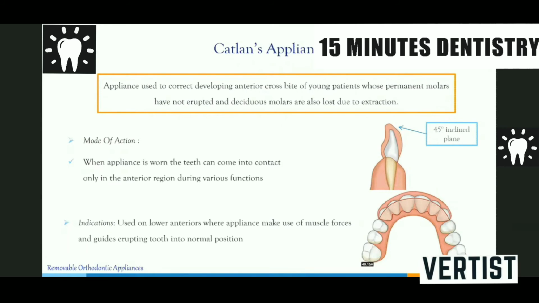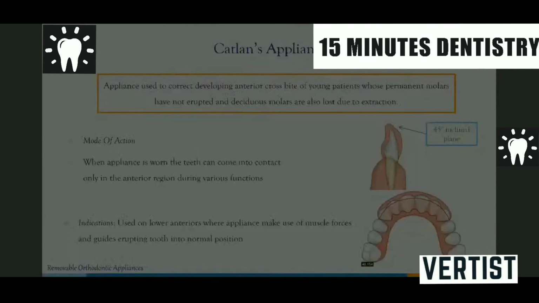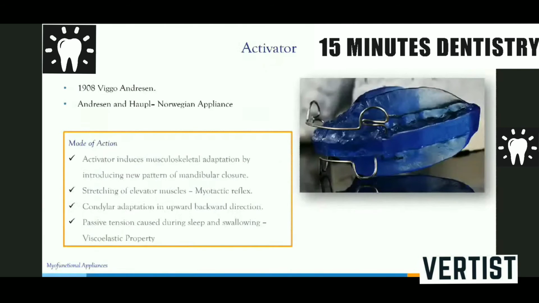Looking at the activator, it was introduced in 1908 by Viggo Andresen and then modified by Häupl, and it is also called the Norwegian appliance. So the question can be asked as Norwegian appliance also. What is the mode of action of the activator?